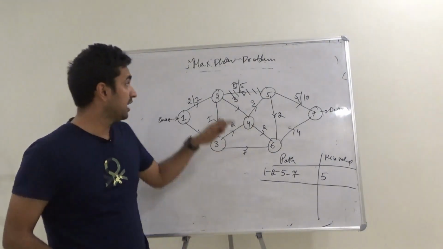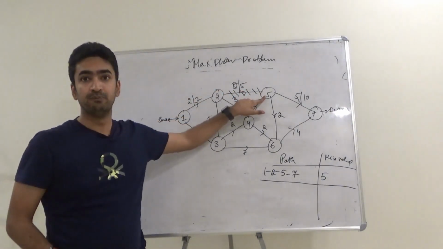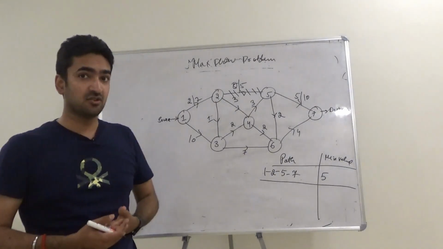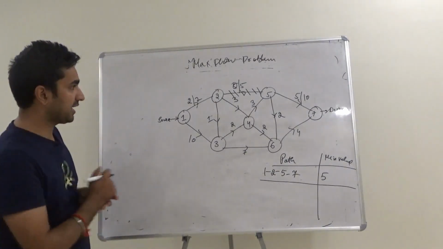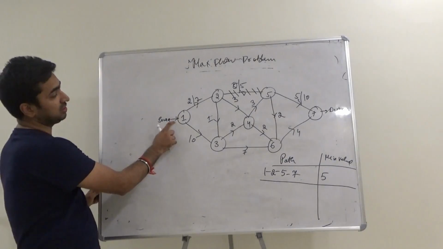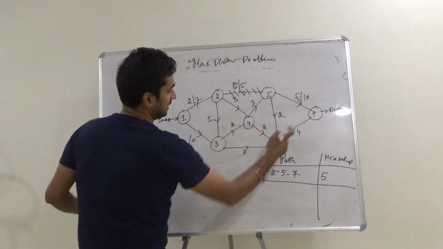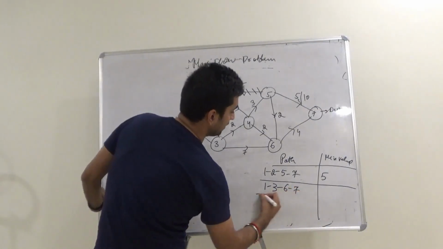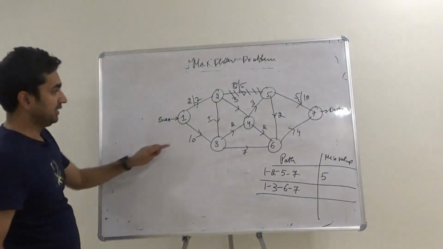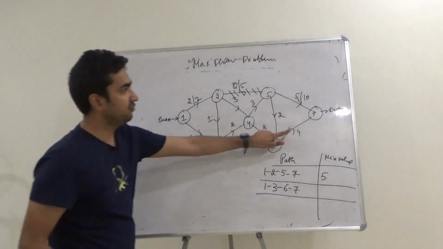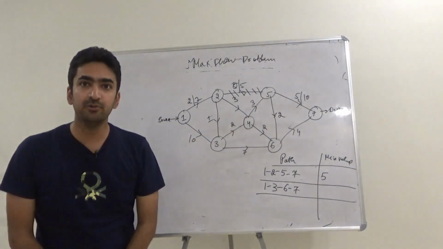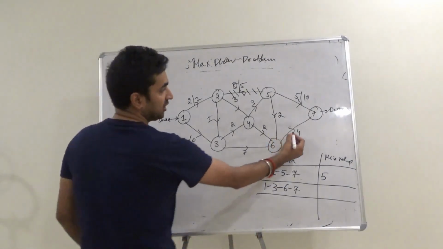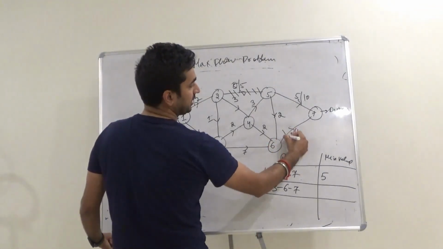We cannot use 2 to 5 now, so we have to take the maximum possible paths altogether. Let's say I can reach from this source to this destination via 1, 3, 6, 7, with values 10, 7 and 4. What is the minimum possible value? The minimum possible value is 4. We will choose 4.